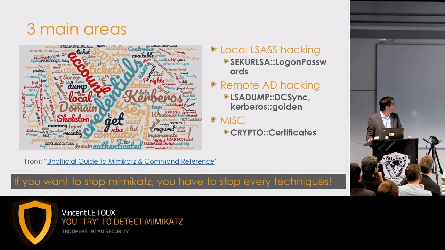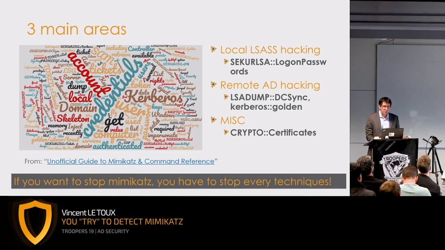So I've made a word cloud based on the unofficial guide to Mimikatz made by Sean. But it's too complex. So maybe I have to simplify it into 3 different areas. The first one is the hacking of the security kernel of Windows, also called lsass.exe. So this is the first function to get the password. You have also a lot of remote hacking tools, for example, DCSync, Golden Ticket. And you have also what I'm calling MISC, which is about certificates and so on, but you have many functions, especially the ones which are going to be visible.